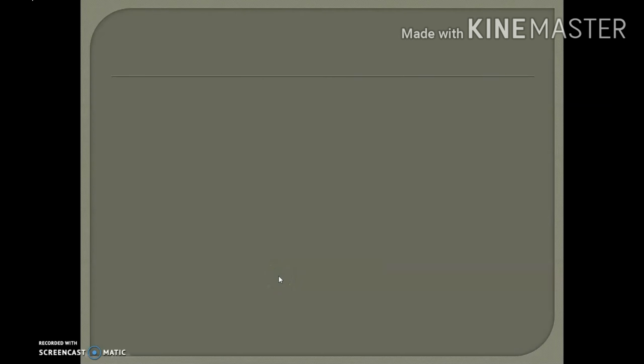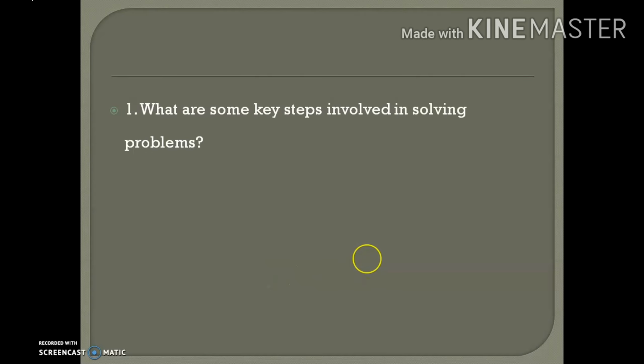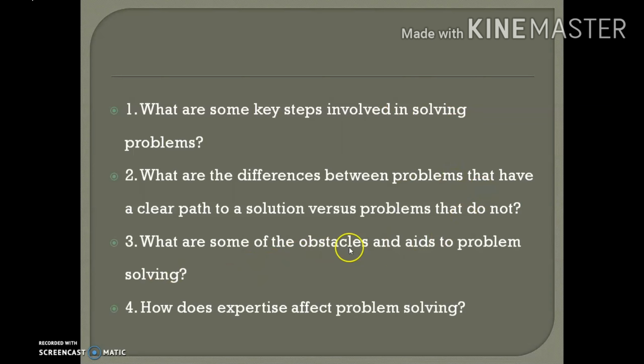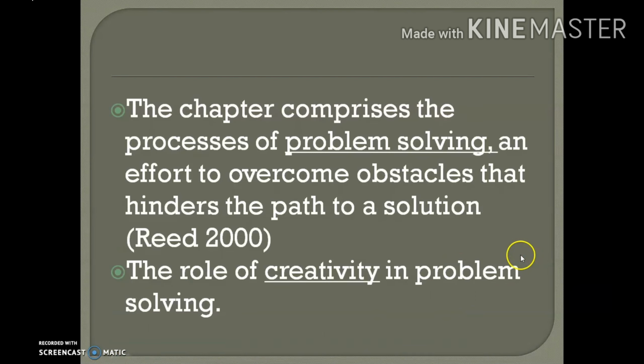So here are some of the questions we will explore in this chapter. First, what are some key steps involved in solving problems? What are the differences between problems that have a clear path to a solution versus problems that do not? What are some of the obstacles and aids to problem solving, and how does expertise affect problem solving? And lastly, what is creativity and how can it be fostered? In short, the chapter comprises the processes of problem solving and the effort to overcome obstacles that hinder the path to a solution, and also the role of creativity in problem solving.